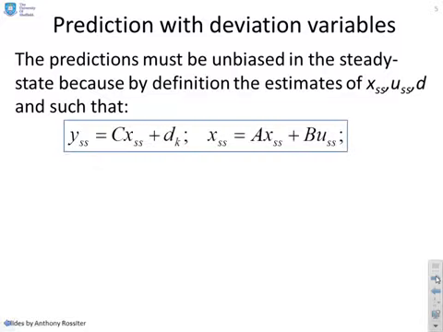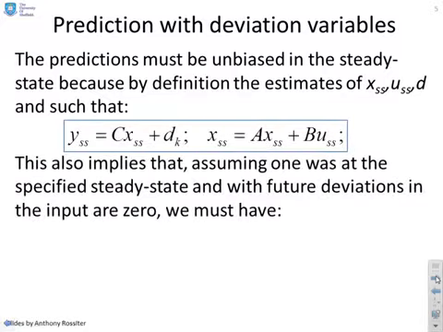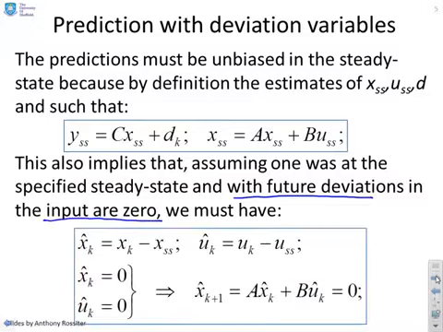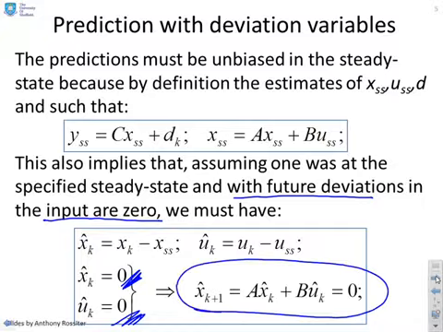I already know that the steady state is defined by that, and what this implies is that if I look at future deviations, and the future deviations at the input are 0, then this is what I must get. If the future deviations of the input are 0, I would also expect the future deviations in the state to be 0, and I would expect my prediction equation basically to be around the origin.